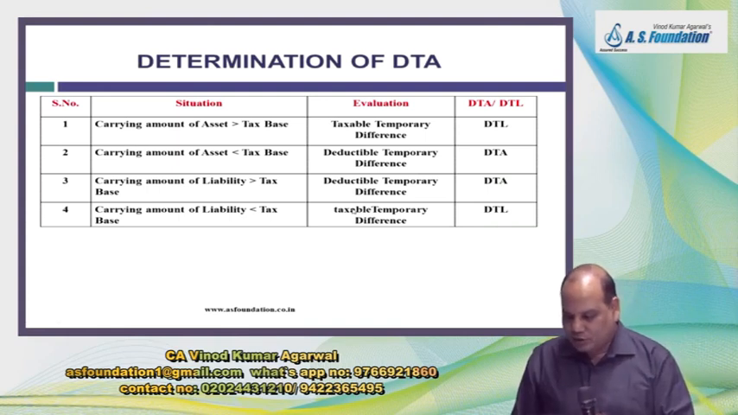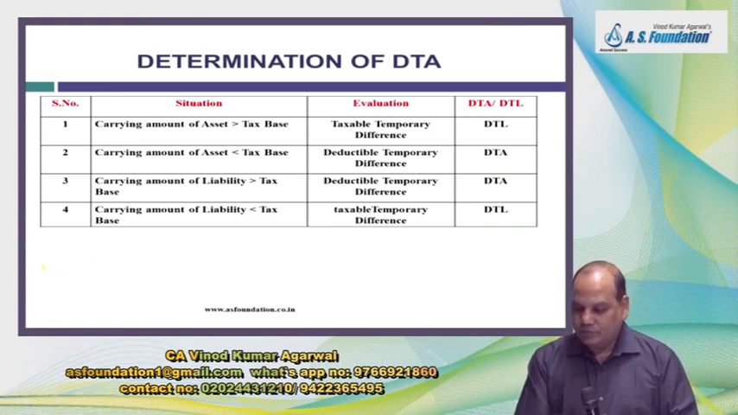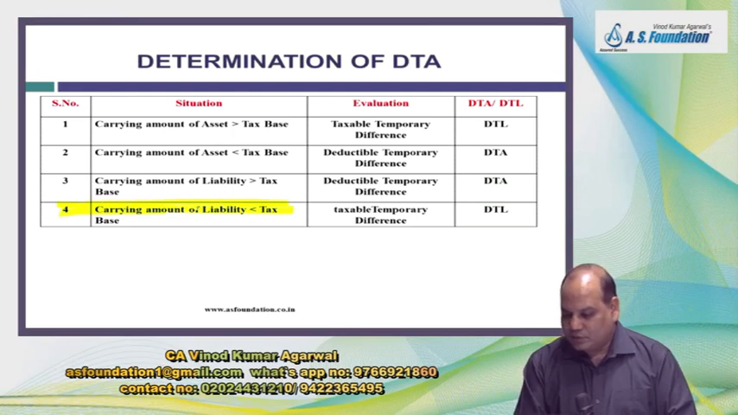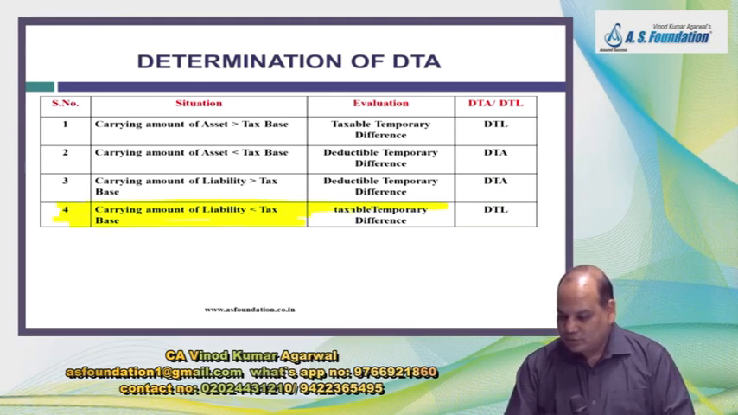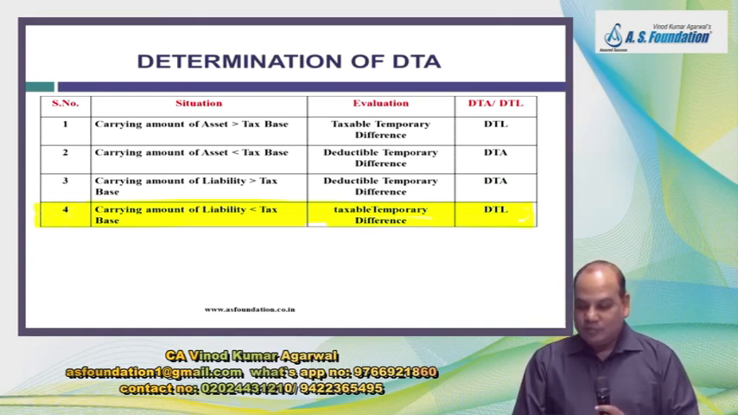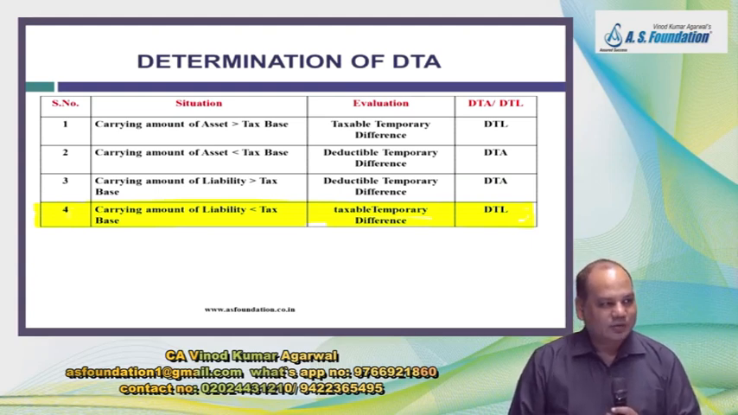Okay, this fourth situation is rare. So I have given you homework to find out. Ask your office boss also if he can give a reply: in which provision of income tax is the carrying amount of a liability, it has to be a liability item, not an asset item, less than the tax base of the liability?